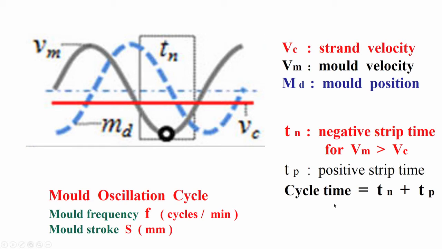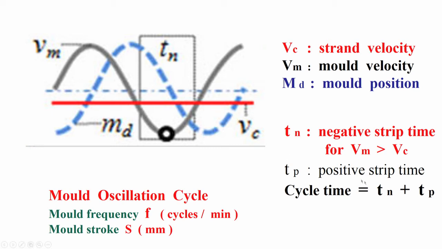So, the whole cycle time is a combination of negative strip time plus positive strip time. I have explained, this is the whole cycle time, so from here to here. So, only one portion is less than 50%, you can always see. It has to be less than 50%, because 50% of the time mould is moving up and 50% of the time mould is moving down. Out of that 50%, when the mould is moving down, only a fraction of it is when it is more than the strand velocity. So, I am talking of only that fraction, which is known as negative strip time of the cycle, where the mould velocity is moving downwards and is more than the casting velocity or the strand velocity.